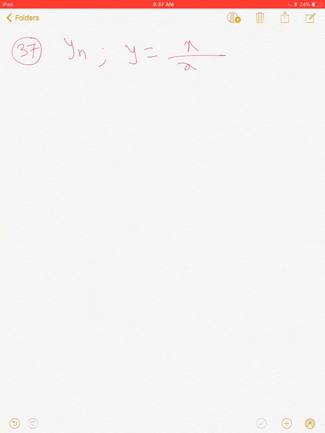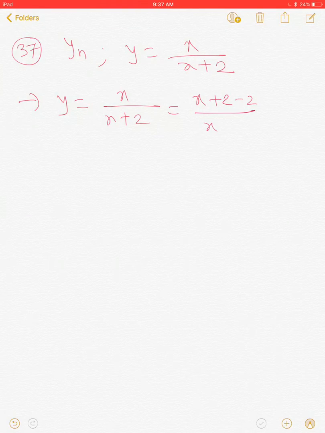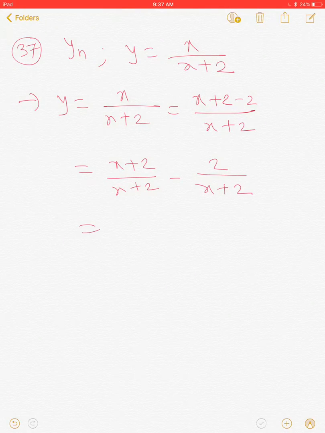Hey guys, let us start with question number 37. In question number 37, we have to find the nth derivative of a function y, where y is x upon x plus 2. It can be written as x plus 2 minus 2 upon x plus 2. So this can be written as x plus 2 upon x plus 2 minus 2 upon x plus 2. So x plus 2 upon x plus 2 becomes 1, so this becomes 1 minus 2 upon x plus 2. So this is our y function.